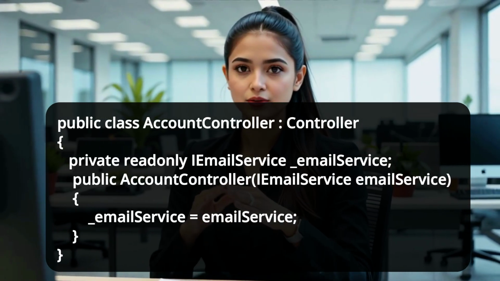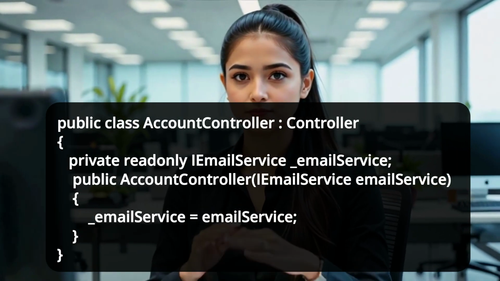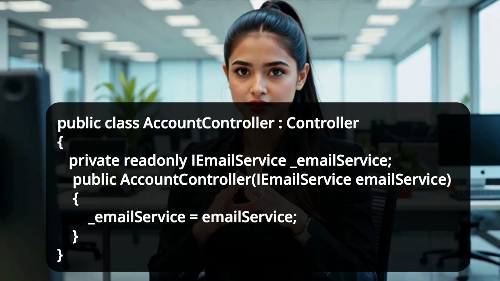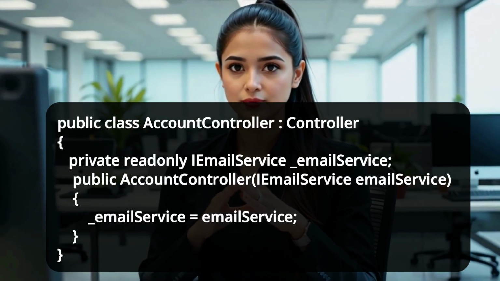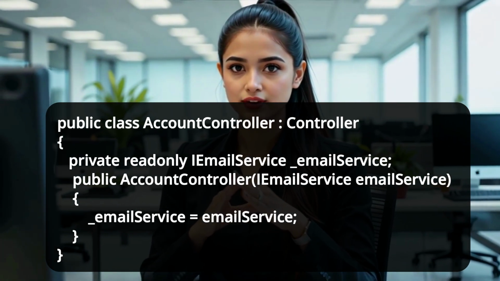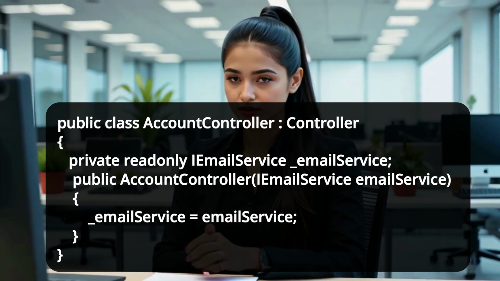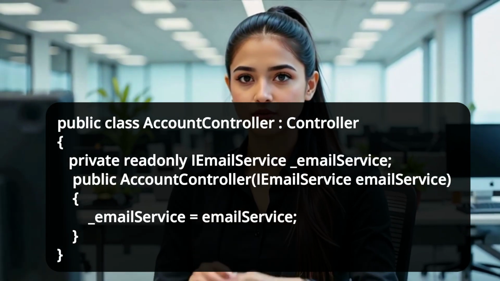Here's how it looks. public class AccountController : Controller { private readonly IEmailService _emailService; Then, the constructor. public AccountController(IEmailService emailService) { _emailService = emailService; } } This way, the email service instance is automatically provided whenever the controller is created, scoped per HTTP request. Why is DI such a big deal?